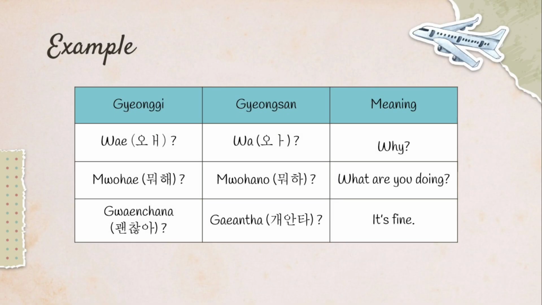Okay, next is example Gyeonggi dialect. Where Gyeongsan dialect. Wow, the meaning is why. Gyeonggi dialect. Moe Gyeongsan dialect. Moano, the meaning is what are you doing. Gyeonggi dialect. 괜찮아 Gyeongsan dialect. 괜찮다, the meaning is it's fine.